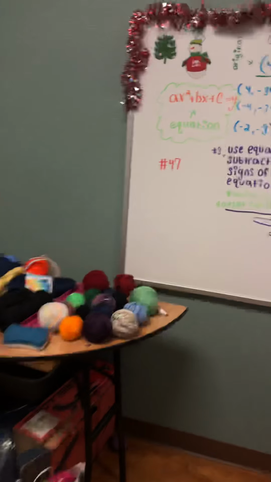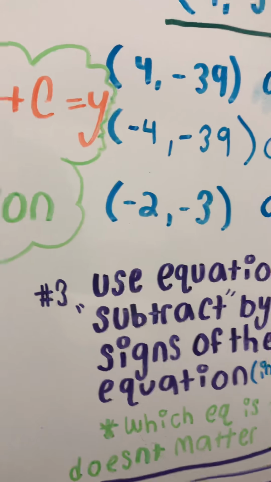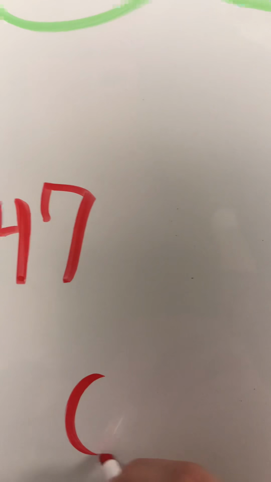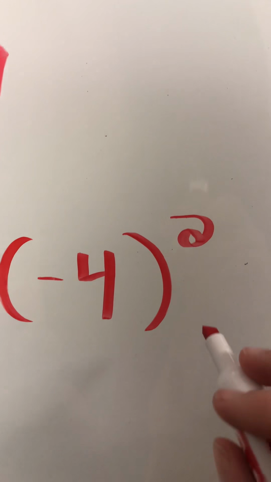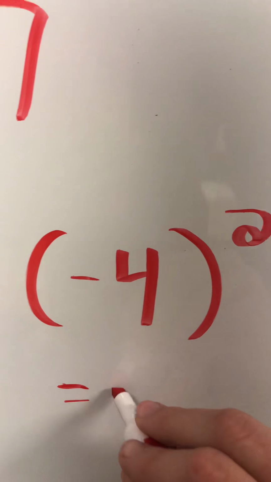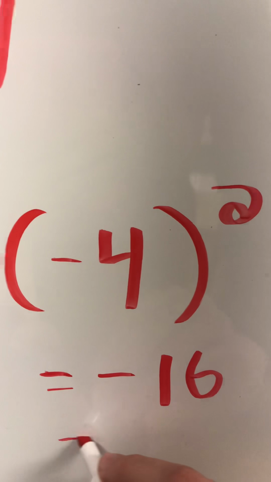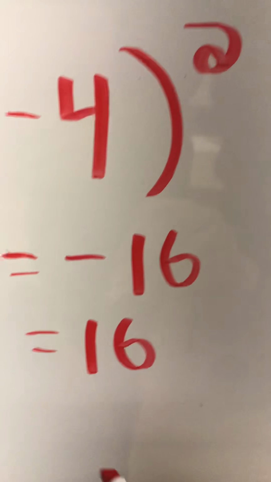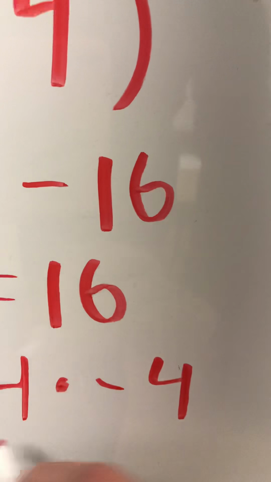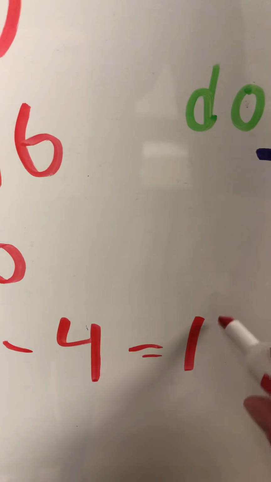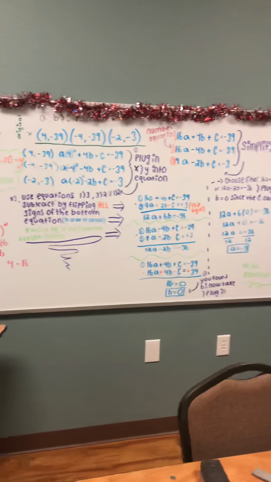And incorrectly squaring negative numbers. So, for example, if you were doing this, it seems like the answer would be negative 16, but the answer is 16, because negative 4 times negative 4, these negatives will cancel out and it will be a positive 16. And lastly, sign errors, which are very common throughout the whole problem and are very easy to make.